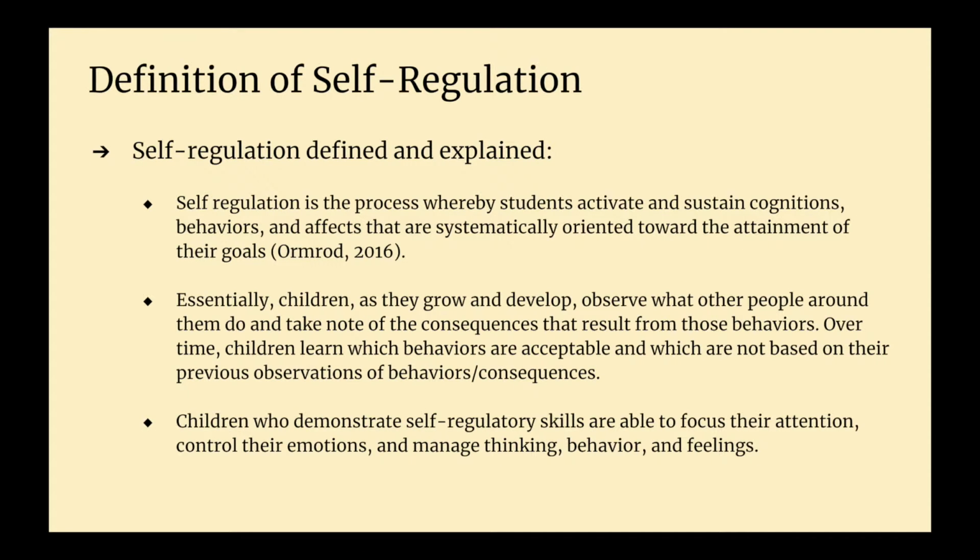Self-regulation, by definition, is the process whereby students activate and sustain cognitions, behaviors, and affects that are systematically oriented toward the attainment of their goals. Social cognitive theorists propose that, although the environment influences behavior, over time people begin to regulate their own behavior, developing their own standards for performance, observing and self-evaluating, reinforcing and punishing themselves, and self-reflecting on performances, goals, and beliefs.